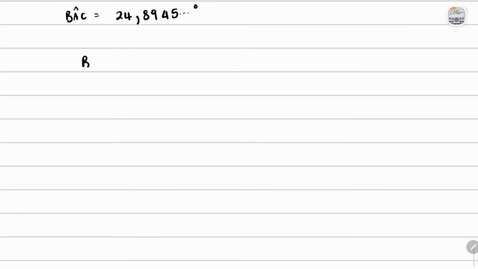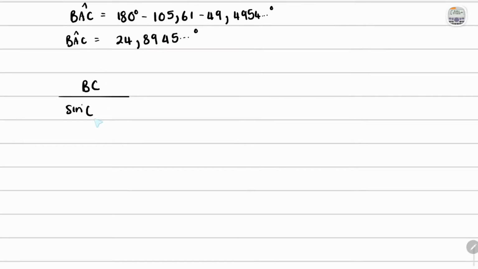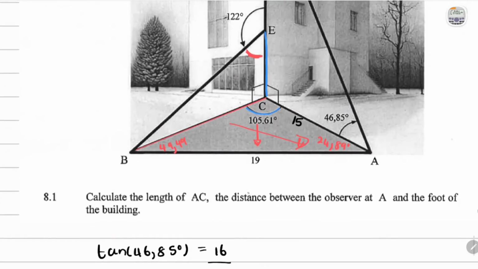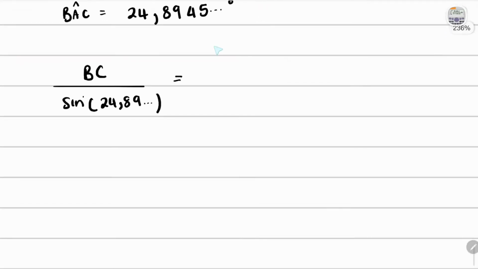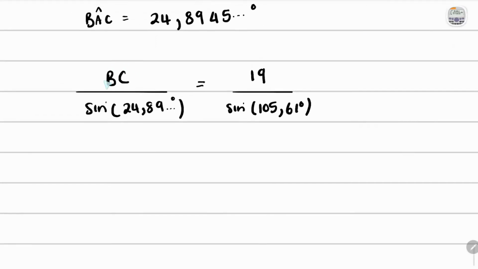So it's going to be BC over the sine of the angle opposite it, which was the sine of this angle that we currently have, which is equal to, and we're going to just take this pair, the 105.61 and 19. So it's equal to, you have to follow the same order: side over the sine of the angle. So sine of 105.61.